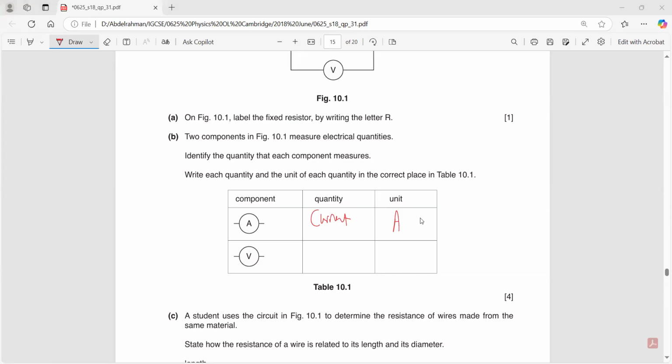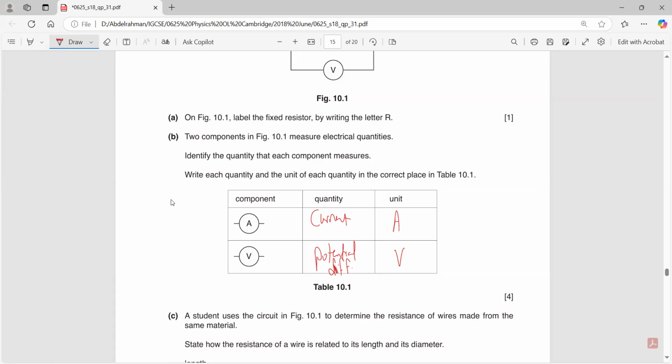The second quantity is potential difference, or EMF or whatever. And the unit is V or volts.